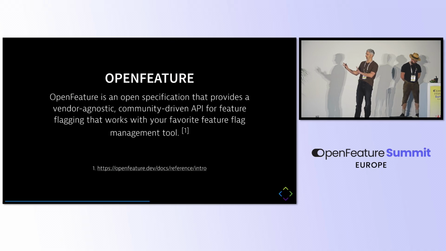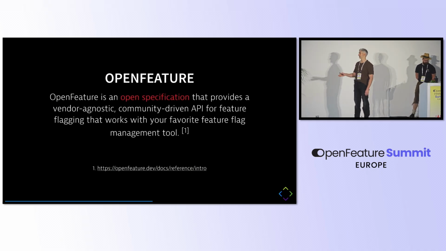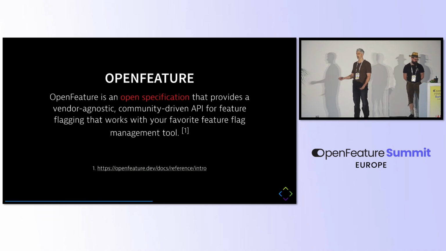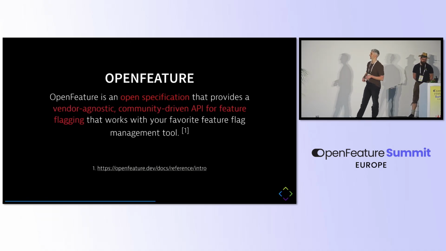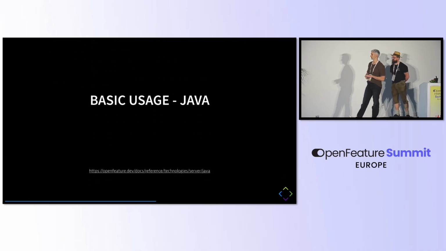So really quick crash course on what OpenFeature actually is. It's an open spec that provides a vendor-agnostic, community-driven API for evaluating feature flags. So this is the thing that your engineers code against, essentially. It's all open source, and you can plug that into wherever you're sourcing your flags from, which we usually call the management tool.